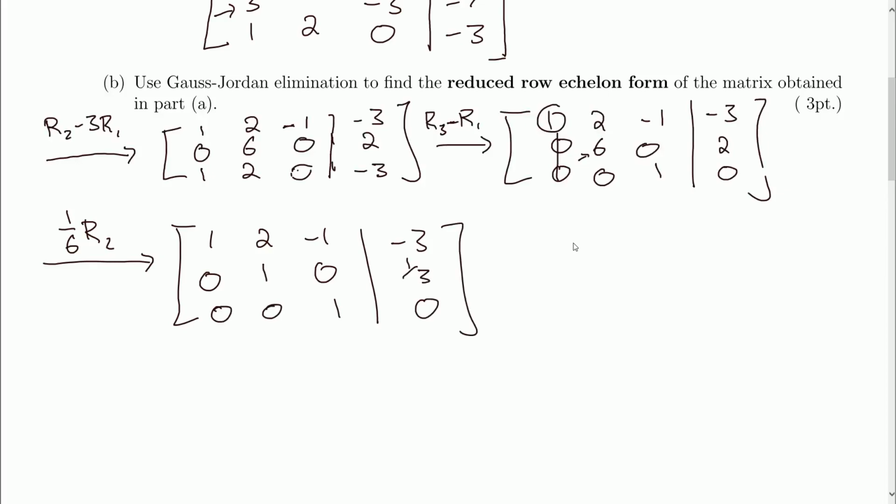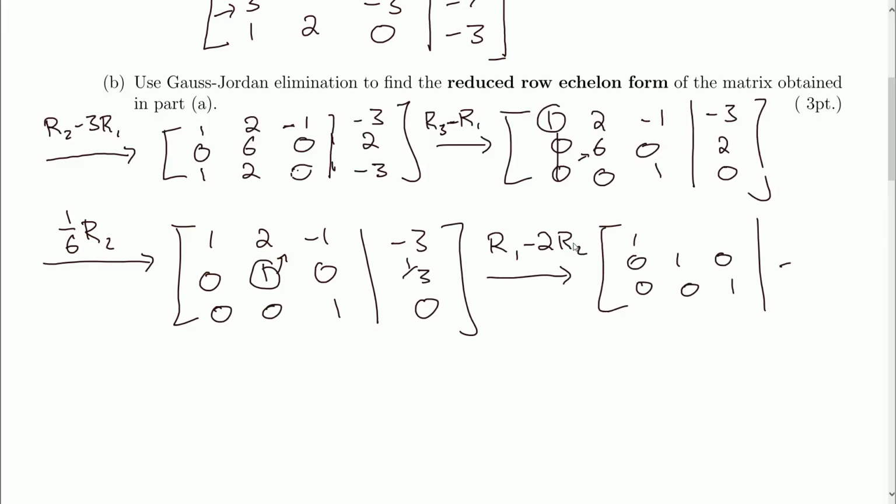Okay, we're doing great. Now we've got a leading one here. We're going to cancel this 2 out, so we'll do row 1 minus 2 row 2. 1, 0, 0, 1, 0, 0, 1. Negative 1/2. Ooh, no, sorry, 1/2. 0. And now we get rid of the 2, so it should go to a 0.